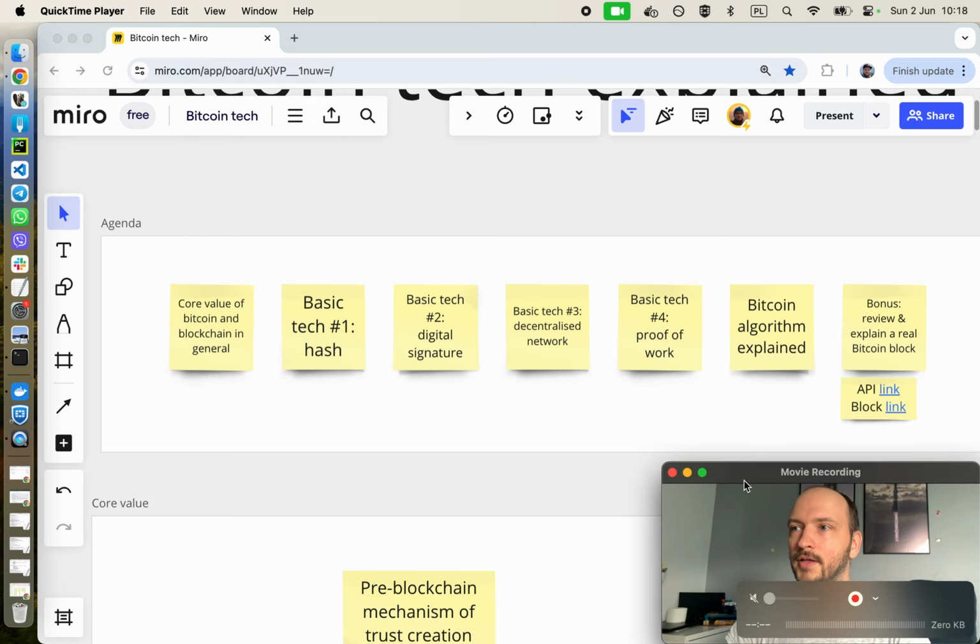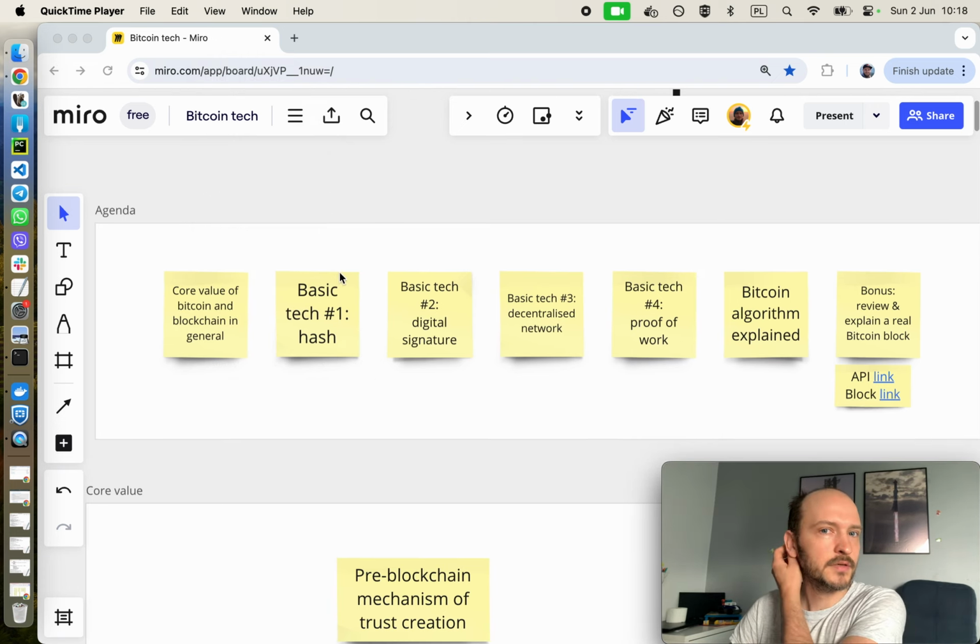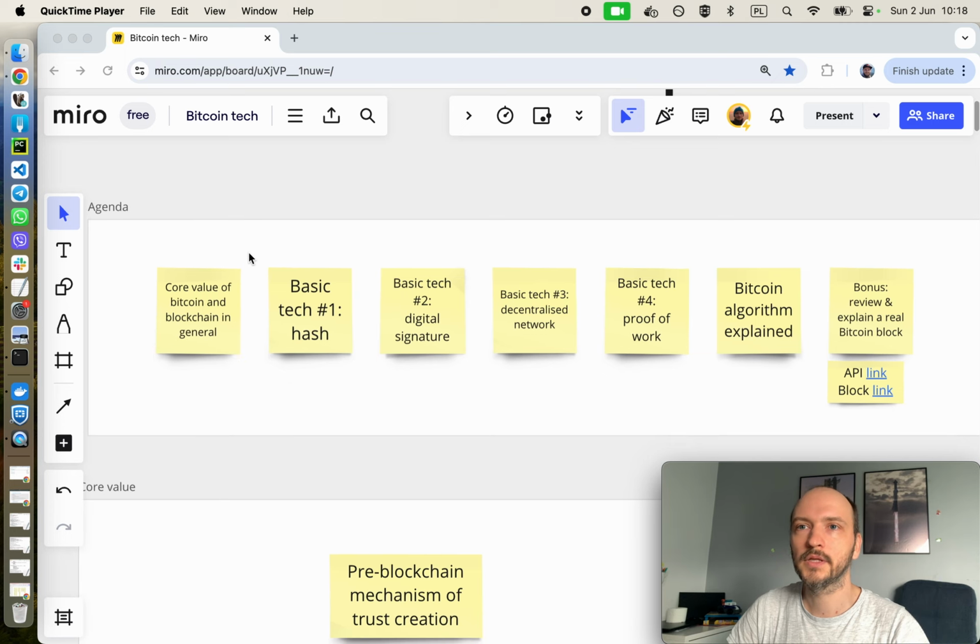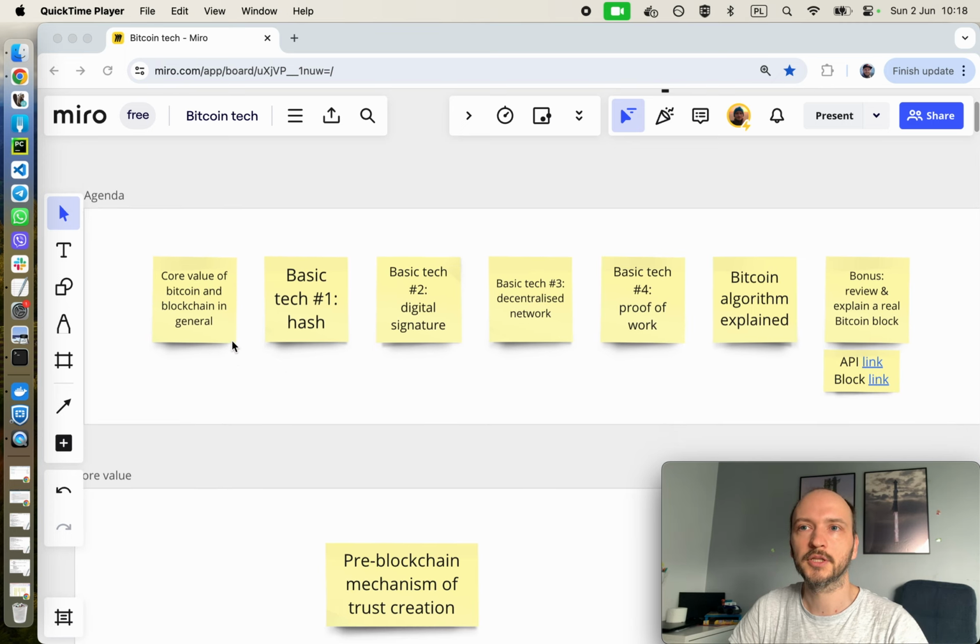And let's start. So we will be on Miro. I have prepared some frames here, and we will move across frames, showing you one piece after another. First thing is that I will show you the agenda, and it will be the following. At first, we will speak about the core value of Bitcoin. How is it different from other preceding technologies that were used for the same things?